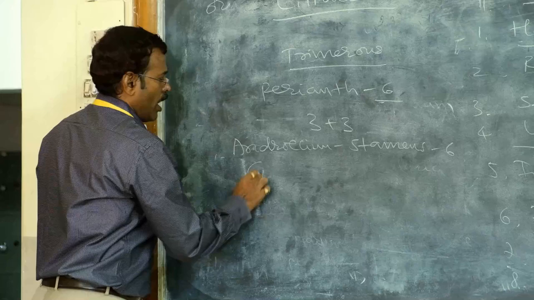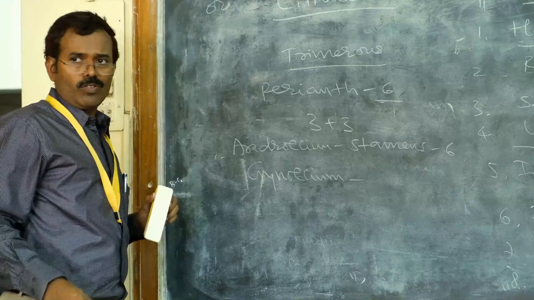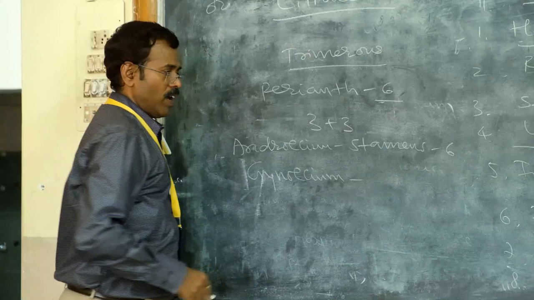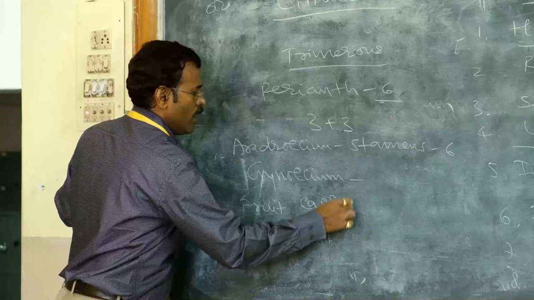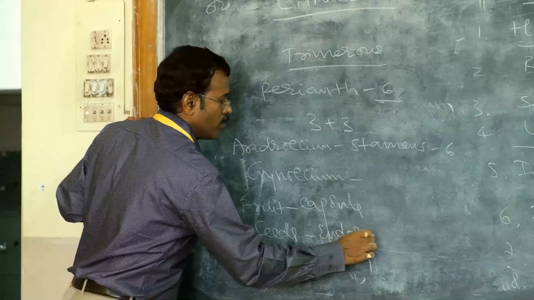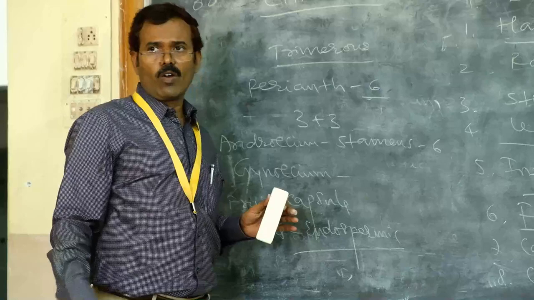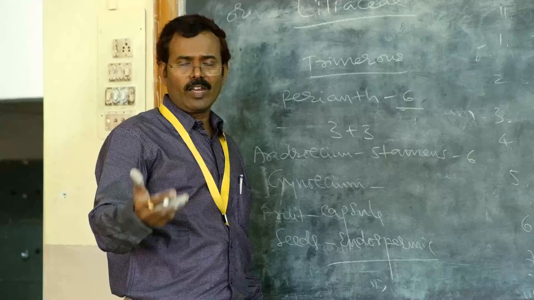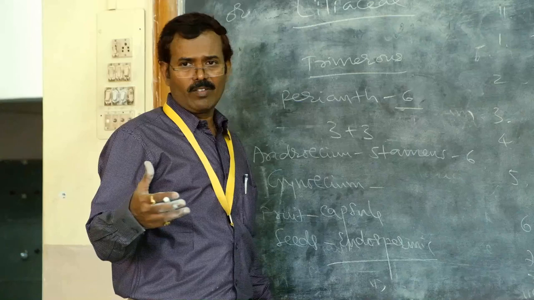Dithecous anther. Gynoecium tricarpellary, syncarpous, three locules with many ovules on axile placentation. And fruit is capsule mainly, and seeds are many and they are endospermic seeds. Good examples here: asparagus, onion, garlic, tulip, then lily. They are used as ornamental plants, and onion, garlic can be used as a vegetable, they can be used as a condiment.